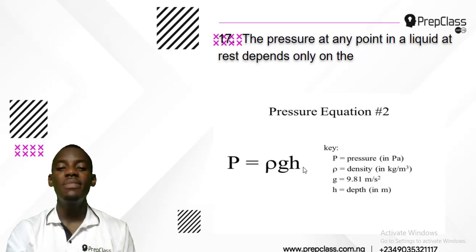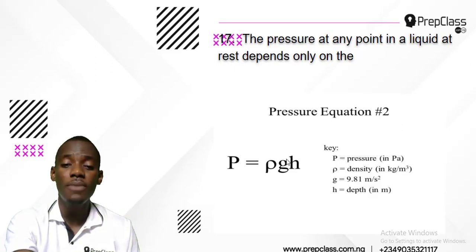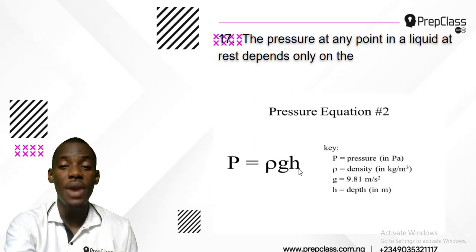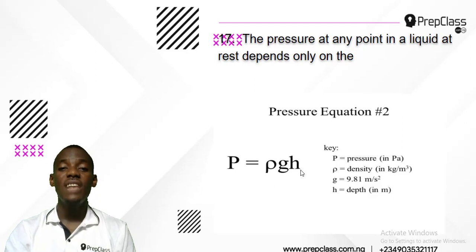That means the higher the pressure, the higher the density and the higher the height. They are all directly proportional, so whatever happens to pressure will affect them the same way, because all of them are directly proportional, and that is what you have there.